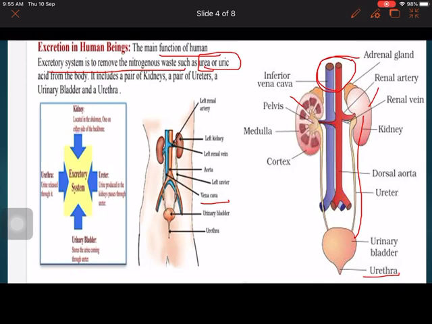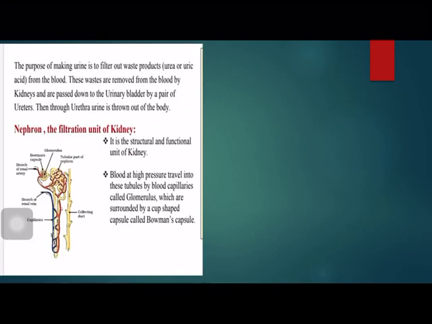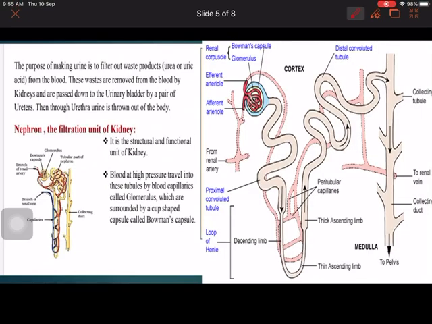Now see how the process occurs. The purpose of making urine is to filter out the waste products generated due to metabolic activities. The urine passes from the kidneys down to the urinary bladder by a pair of ureters. You have seen in the last figure that each kidney is attached to one ureter, which is why we call it a pair of ureters. Now there is a unit which helps in this filtration, and it is called the nephron. It is known as the filtering unit of the kidney.